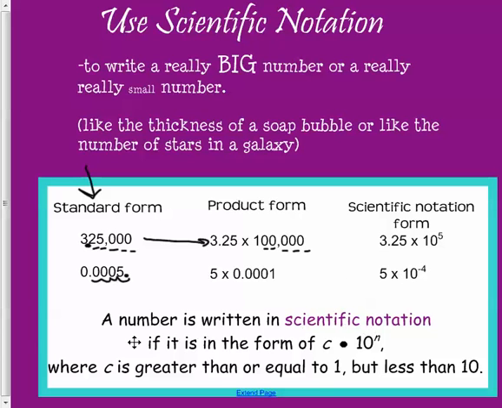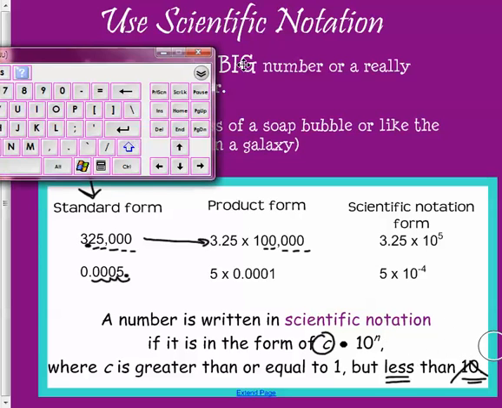A number written in scientific notation has to have a base number that is greater than or equal to 1, but has to be less than 10, which means it cannot be 10, it has to be less than 10. So if it's a decimal, it could go all the way up to 9.9 repeating, but it can't ever reach past that to get to the 10.